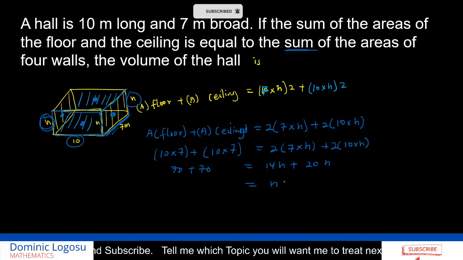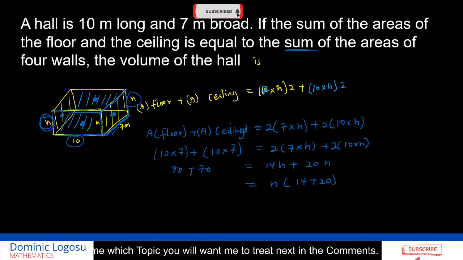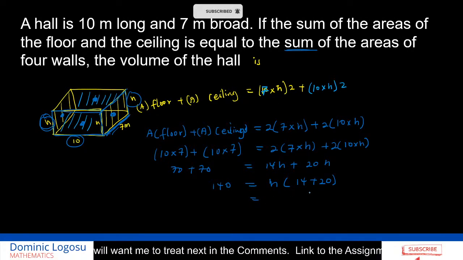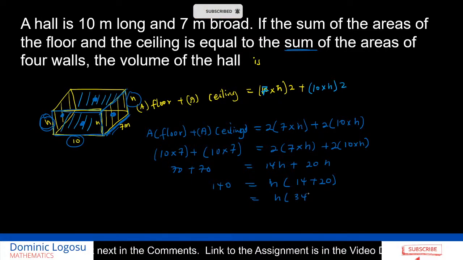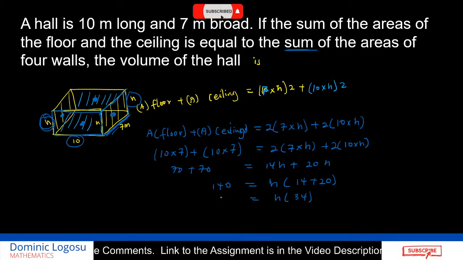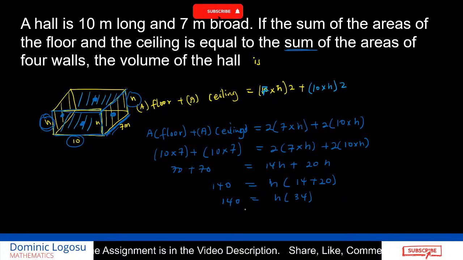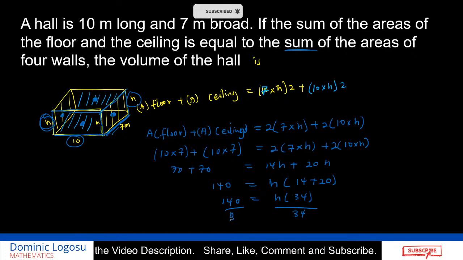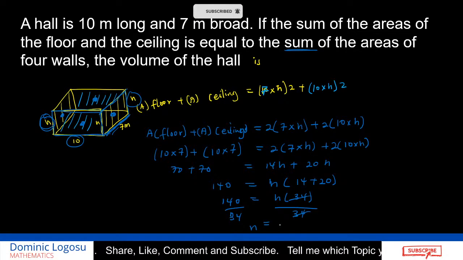Factorization should tell you that we can factor out h. So h, we have 14 plus 20, and then this one will give us 140. Now we want to make h the subject, but before we do that, we want to simplify this side. So h into bracket, this will give us 34. We'll divide both sides by 34, and then this will cancel. Then we'll have h being equal to 140 over 34.